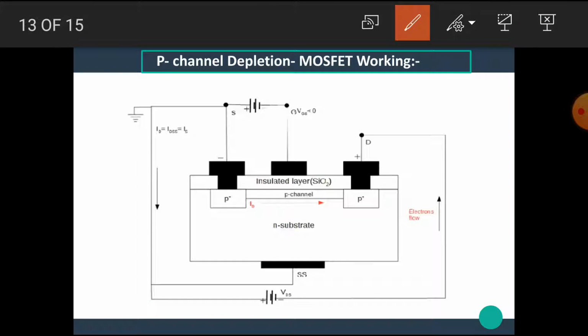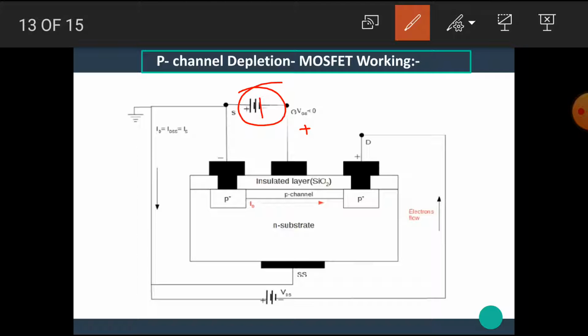Similarly, we can see the operation of p-channel DMOSFET. In p-channel DMOSFET, the gate terminal must be connected with the positive supply. That means this terminal should be connected with the positive supply. Okay. When no gate to source supply is applied, then what happens here? Some holes flow from source to drain. Hence, the current flows at its maximum value.